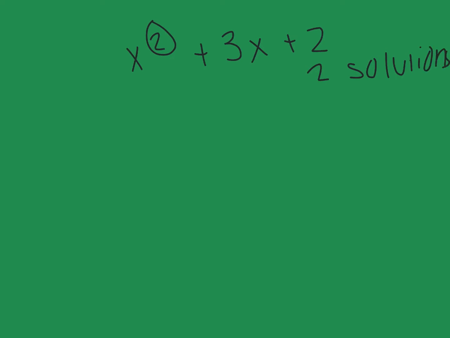x's power. Okay, so when factoring by grouping, our first step is going to be multiplying our a and c. So this is our a, this is our b, and this is our c. So we're going to multiply our a and c. So basically this x, you might think, oh, it doesn't have a number, but it does have a coefficient of 1. So we're just going to multiply the coefficients. So 1 times 2 gives me 2.